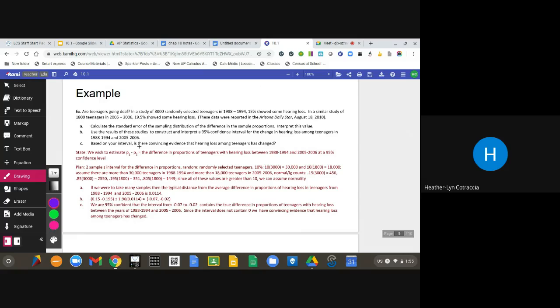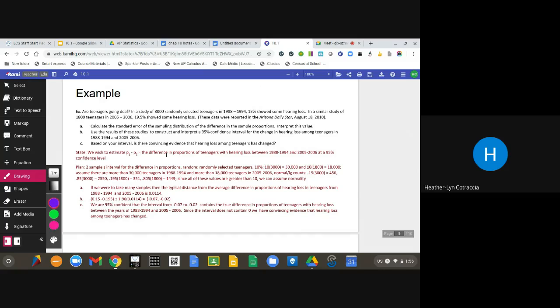Now, hopefully you can see here where this is different than the previous ones we did. We have two different populations here. You've got a population of teenagers that were teenagers between 1988 and 1994, and then another sample between 2005 and 2006. So two distinct populations, and that's why we have a two-sample test here, because you've got two very, very different samples.